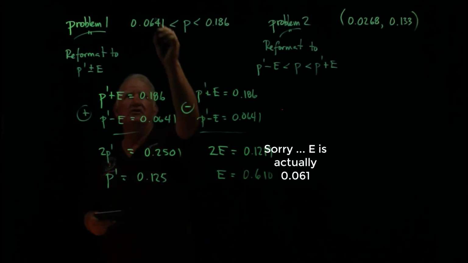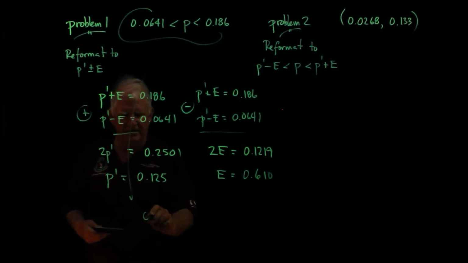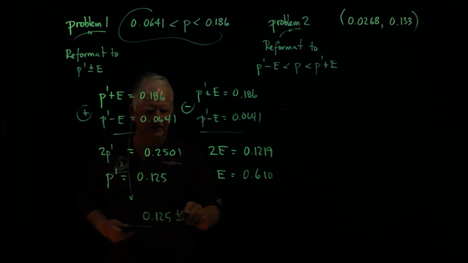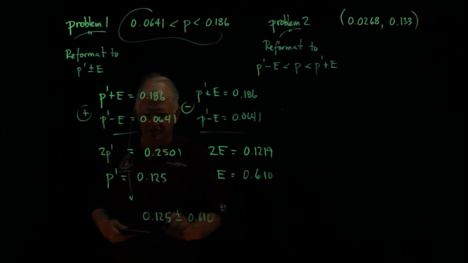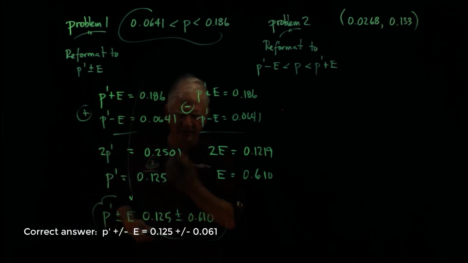I have just changed this format to the following format: 0.125 plus or minus 0.0610. That's P prime plus or minus E. Okay? And that's problem 1.